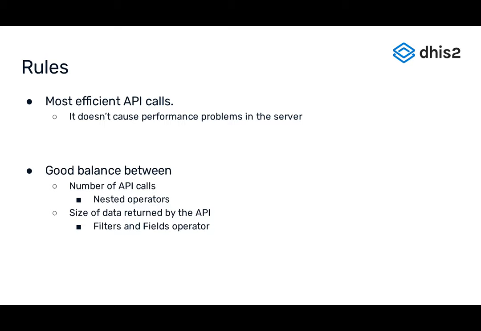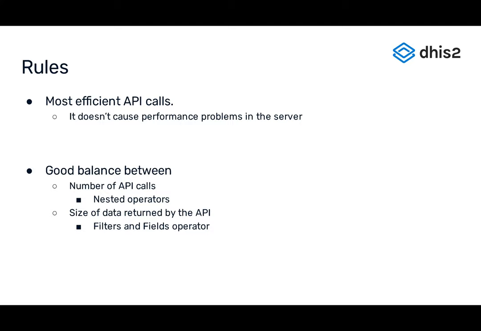So how in the SDK are we selecting the API calls? How are we interacting with DHIS2? There are two basic rules. We normally try to use the most efficient API calls, and for that reason we are always in contact with the backend team to be sure that we are using exactly the most performant API calls. That means that we try not to stress the server when there are many concurrent users. That's important, and that's a reason why Android developers need to use the SDK.